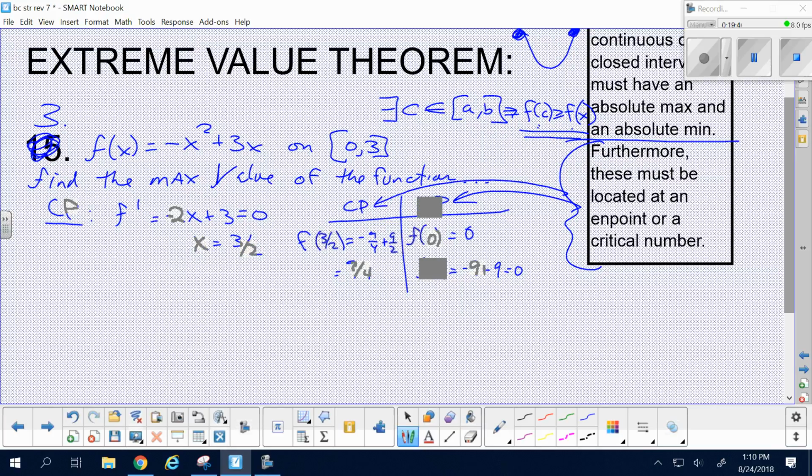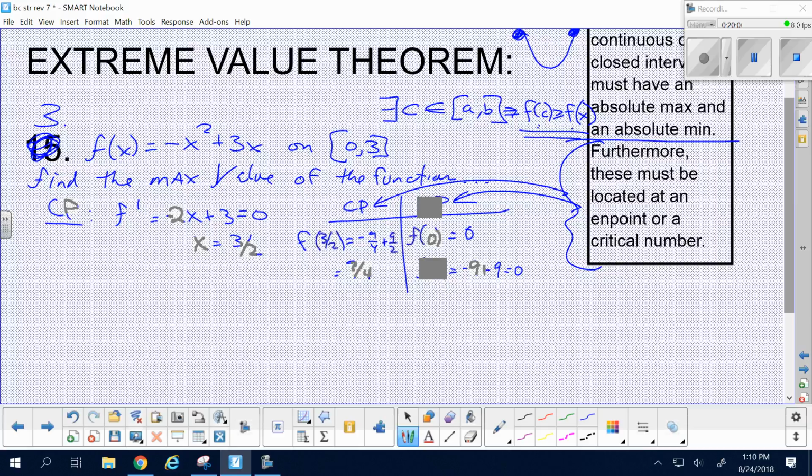Okay, so you need critical points first. Make sure you show the derivative is set equal to 0 so they know where it's coming from. Did you get 3 halves for a critical point? Okay. Then you're using, rather than do a sign test like the relative extreme first derivative test, you're just using this idea to shorten it down.